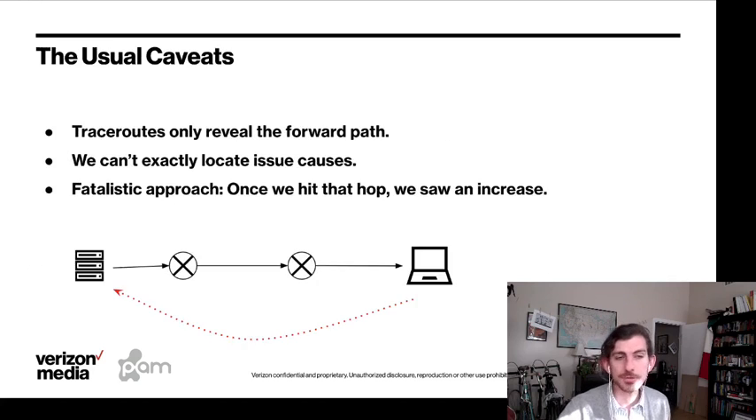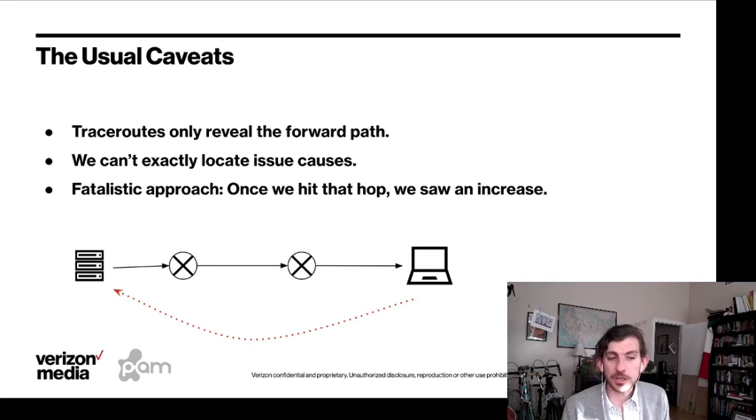Now, of course, we are using traceroutes, and that means that there are a couple of caveats we have to be aware of. The traceroutes are only going to reveal the forward path, which means that there might be something happening on the reverse path that's actually causing these RTT increases. Indeed, past work has shown that this is often the case. Because we're also looking at the inter-hop times, we can't exactly locate where issue causes lie, because they may be taking different return paths at each hop, which could be entirely different.